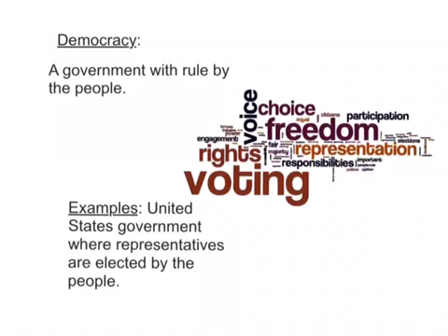Our next key term is democracy. This is a government with rule by the people. An example of this is the United States government, where representatives are elected by the people. Make sure that you use this example, draw a picture, or are using key terms in the far right-hand side of your vocabulary chart.